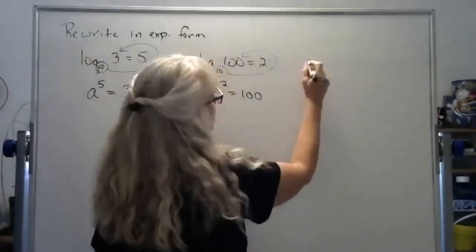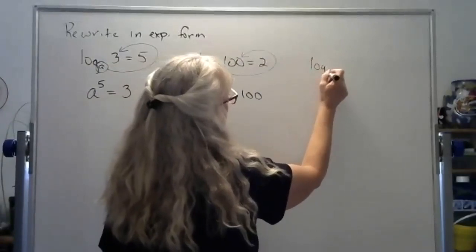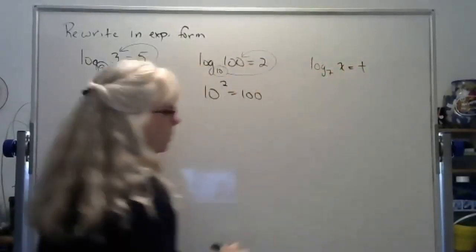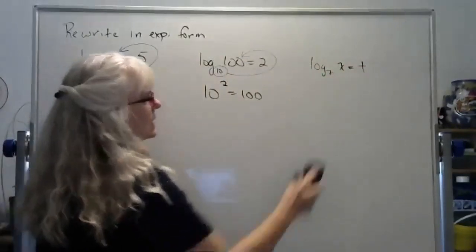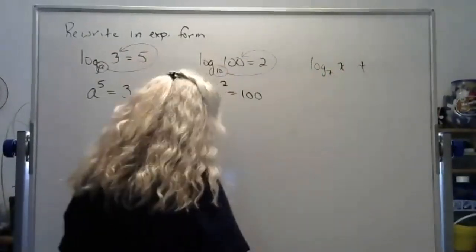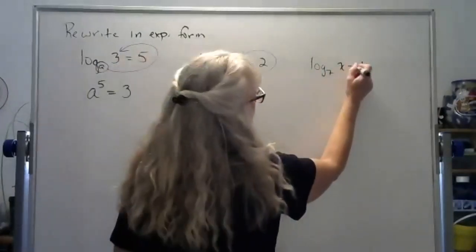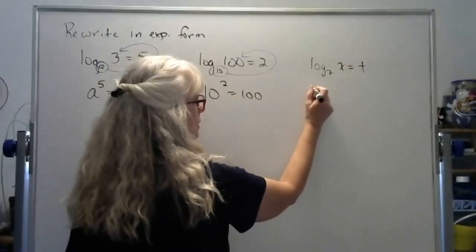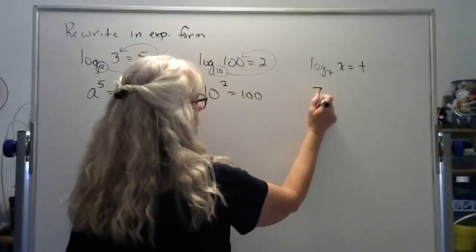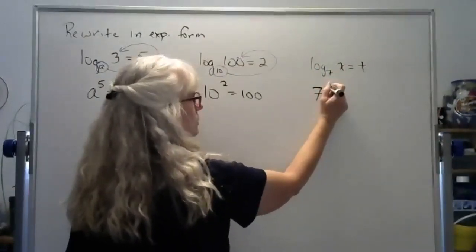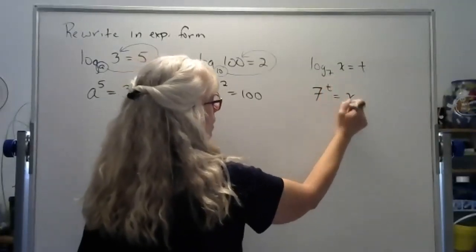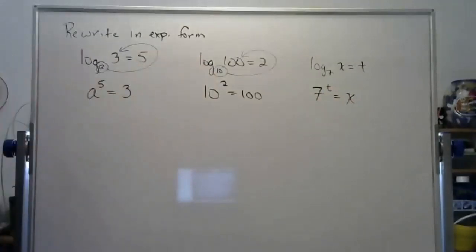How about log base 7 of x equals t? So log base 7 of x equals t. Okay, so what would that be? The base is 7. We're going to raise that to the what power? t. And set that equal to x. Yep. Exactly.